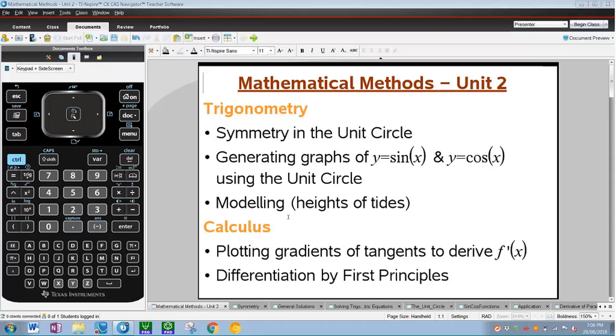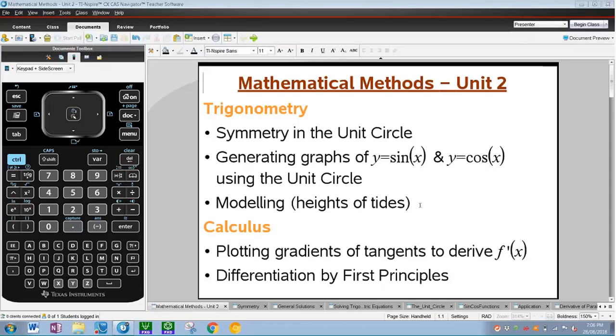I've got symmetry in the unit circle, the graphs of sine and cos from the unit circle, a dynamic visualization, and then finally some modeling. So, you know, as teachers, we sometimes struggle with the concept of modeling and explaining that well to the students. So with the file that I've got here, it should help with that just a little bit at least.